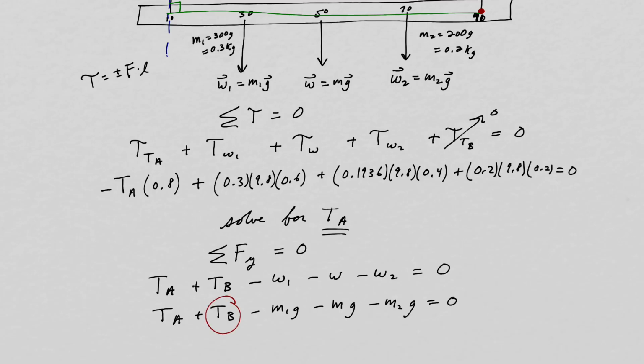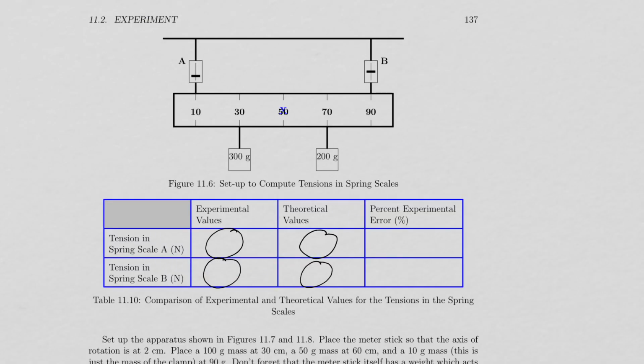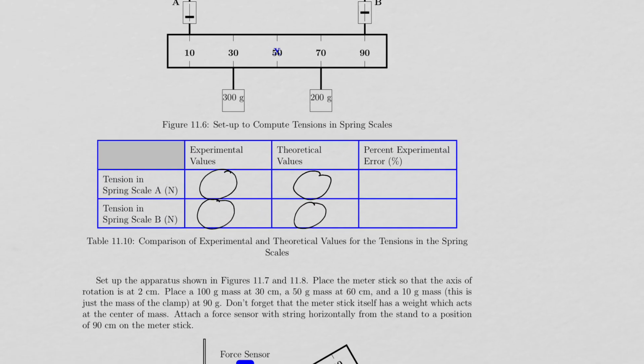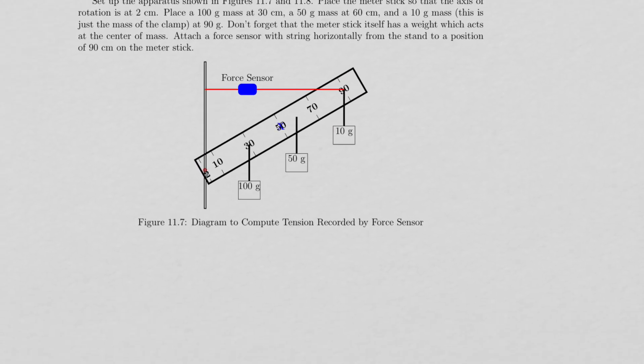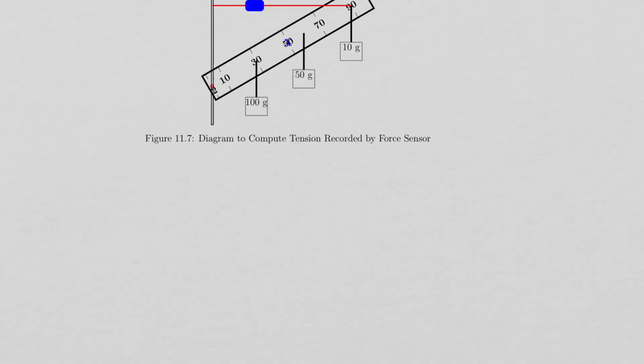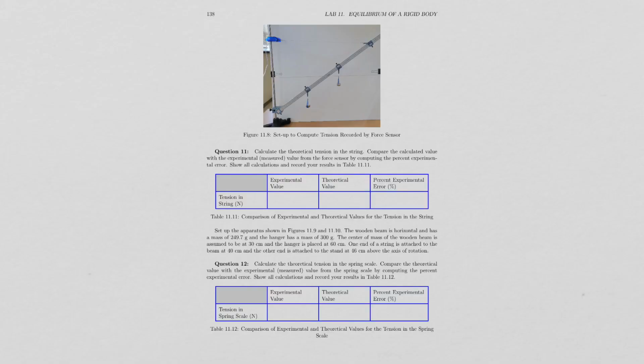Okay? And then once you have those values, then you can compare what I gave you for the experimental values. Here's what I actually read in the spring scale. These are the ones that you just calculated using torques and the fact that the sum of the forces equals 0 as well. Right? So then you'll be able to compute the percent experimental error. Okay, the other one I want to walk through carefully is, so we're going to skip this question 11. We're going to go right to 12.